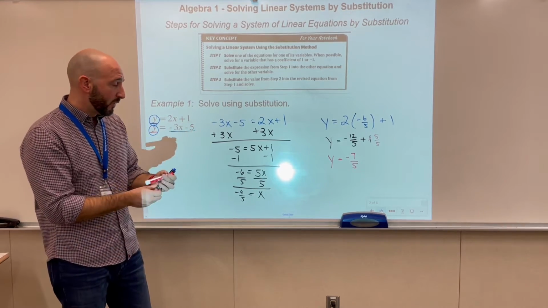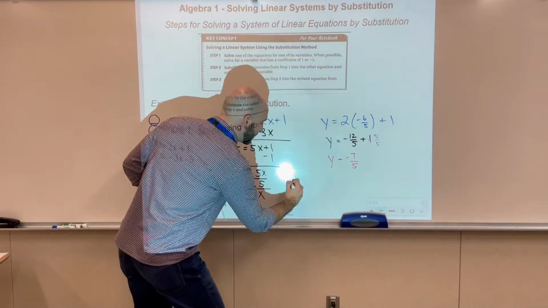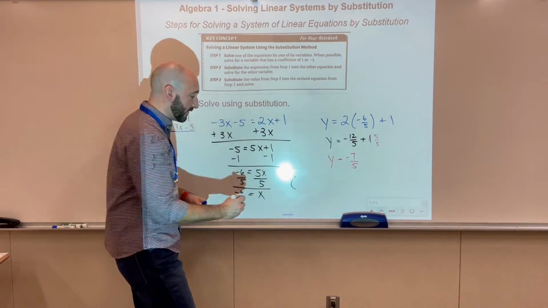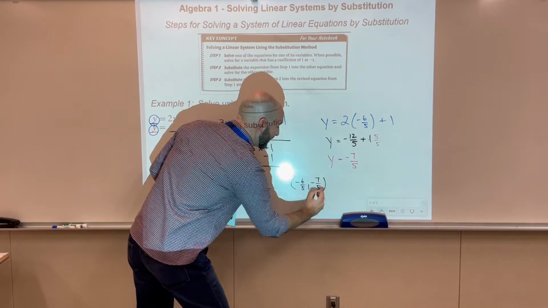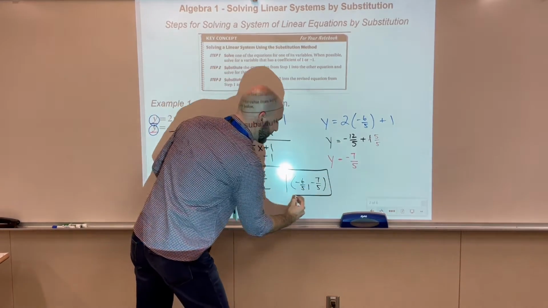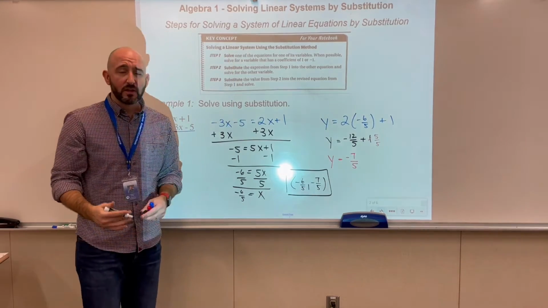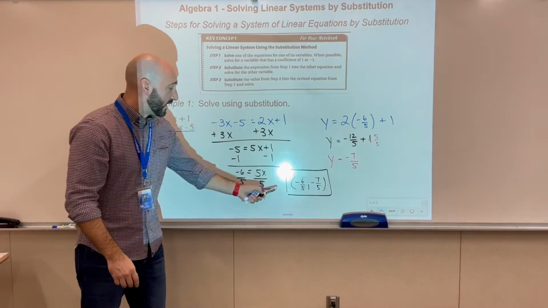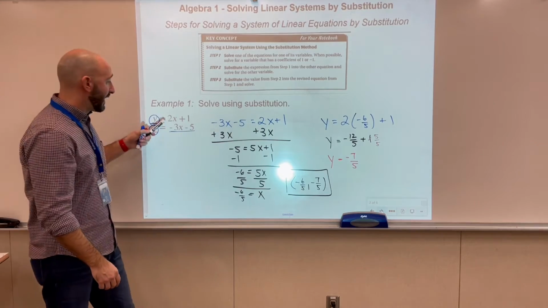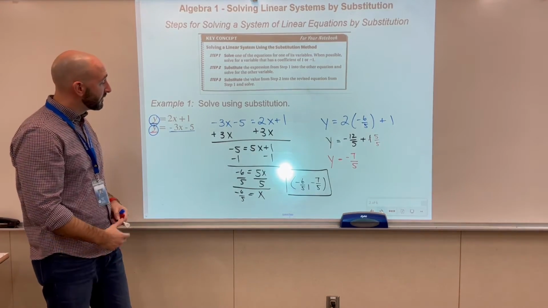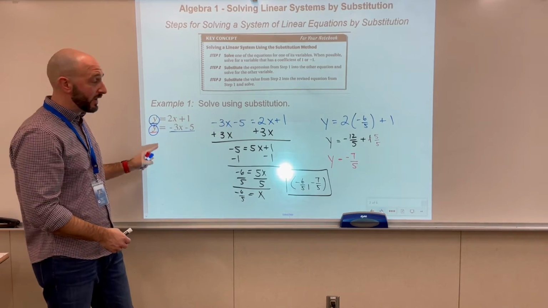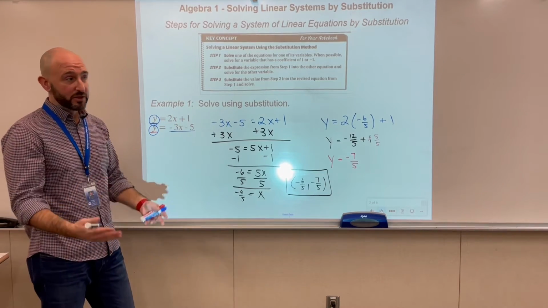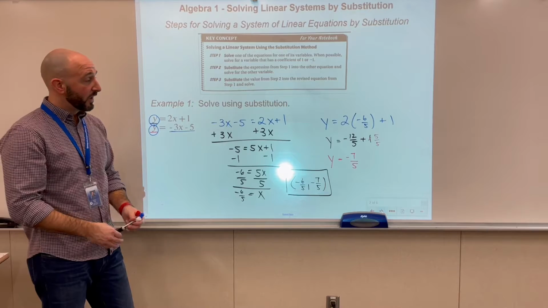Now when we're finished, what we want to make sure that we do is represent our final answer as an ordered pair, and check our solution, whether it be graphically using Desmos, or we can substitute this point back into both equations. And again, this point should make the left and the right hand side of both of these equations equal to each other. Okay, so that was one example.